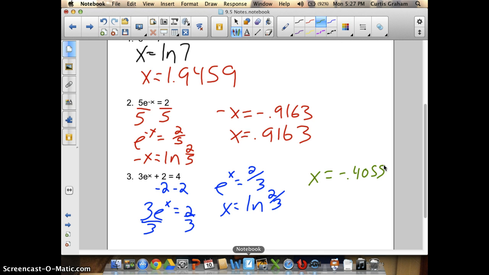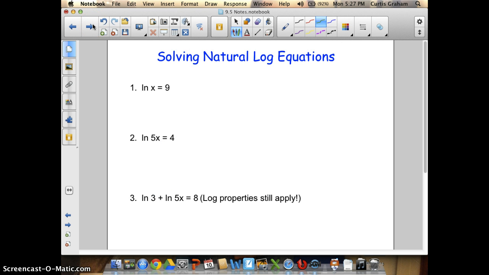Alrighty. So this time I'm giving you guys some natural logs. I'm asking you guys to solve for those. So natural log of x is equal to 9. If I want to solve for x, I'm going to rewrite it in exponential form. x is equal to e to the 9th. Type that in your calculator and get your answer.